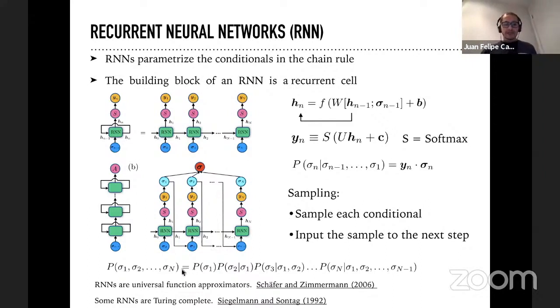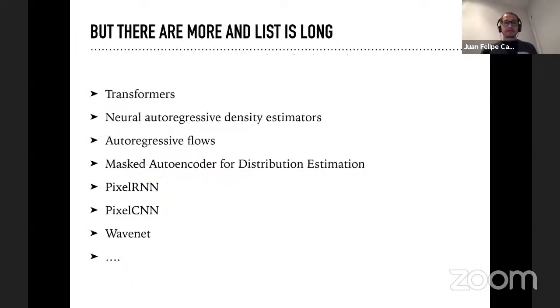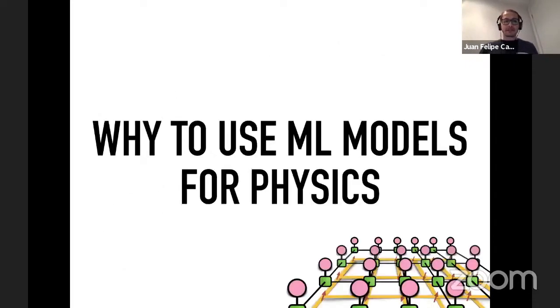So one thing I would like to highlight is that the RNNs are universal function approximators, and this has been proven in these papers, and some of them are even Turing complete. So I mentioned this is a toolbox, and there are many more autoregressive models like transformers, which were already brought up in the last talk, the neural autoregressive density estimator, autoregressive flows, pixel RNN, pixel CNN, WaveNet. There are many more, and the list is long, and all these models are very powerful and interesting.